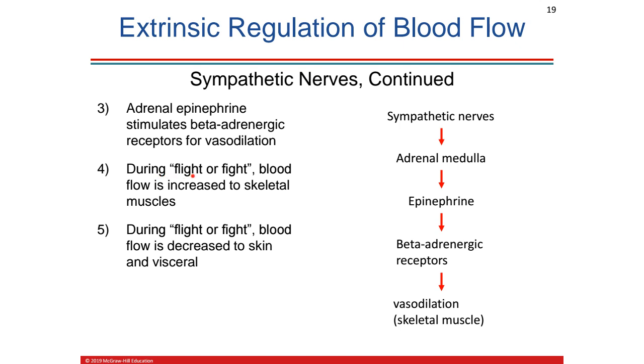Therefore, during fight or flight, blood flow is increased to skeletal muscle, and blood flow is decreased to skin and viscera. Again, that was on the previous slide. That was due to the effect of norepinephrine acting on alpha adrenergic receptors in the skin and the viscera. The decrease in blood flow to the skin is often puzzling to students because they think, oh, well, when someone's angry, doesn't their face turn red? Well, actually, it's the opposite.